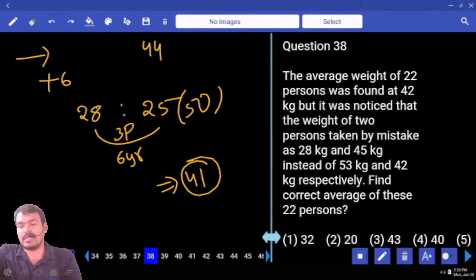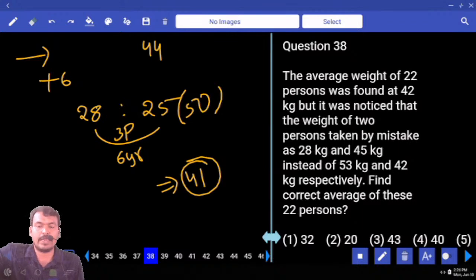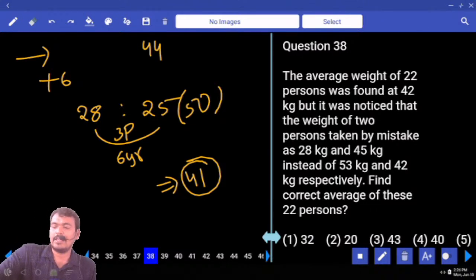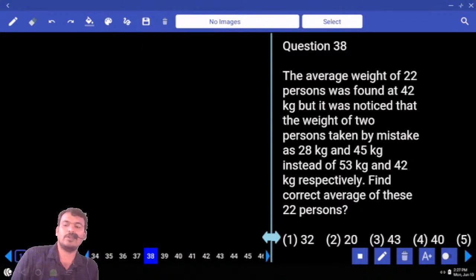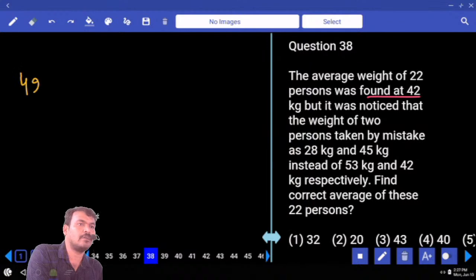Next question number 38. The average weight of 22 persons was found to be 42 kgs, but it was noticed that the weight of 2 persons was taken by mistake as 28 kgs and 45 kgs instead of 53 kgs and 42 kgs respectively. Find the correct average of these 22 persons. Actually, there are 22 persons, and the average given is 42. 42 is the original average.